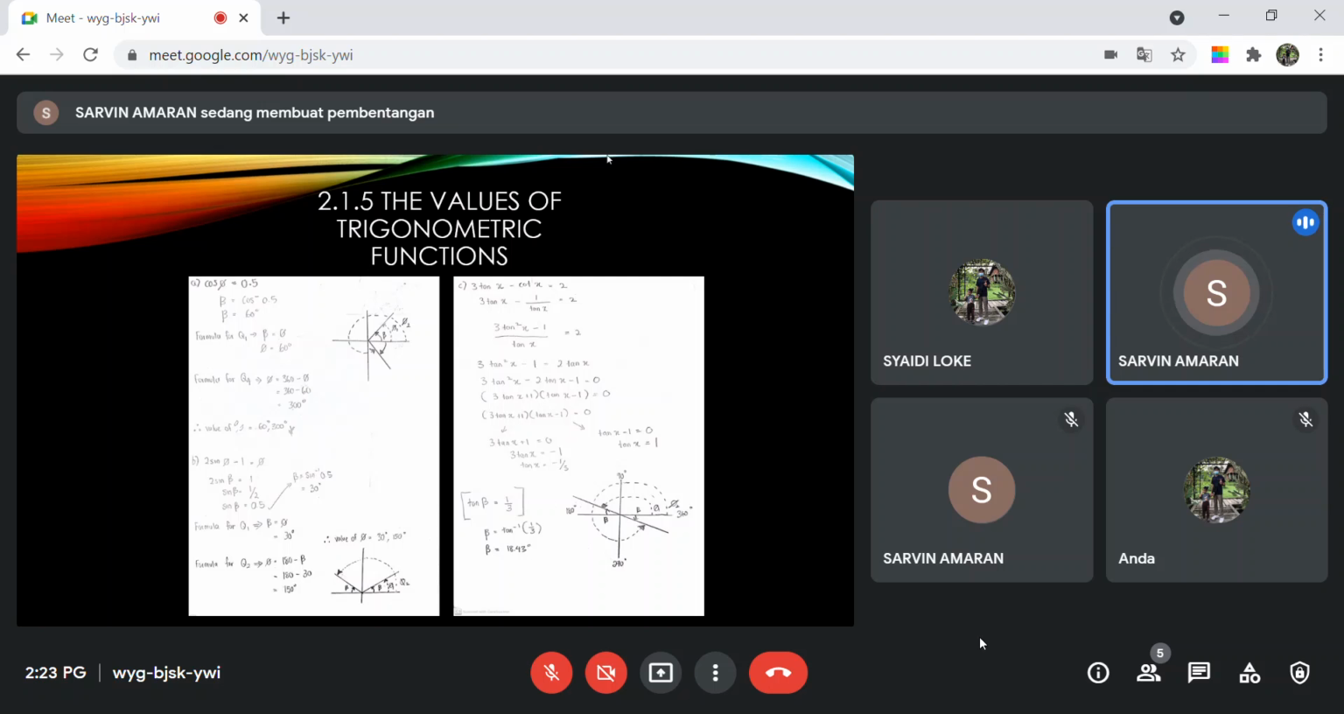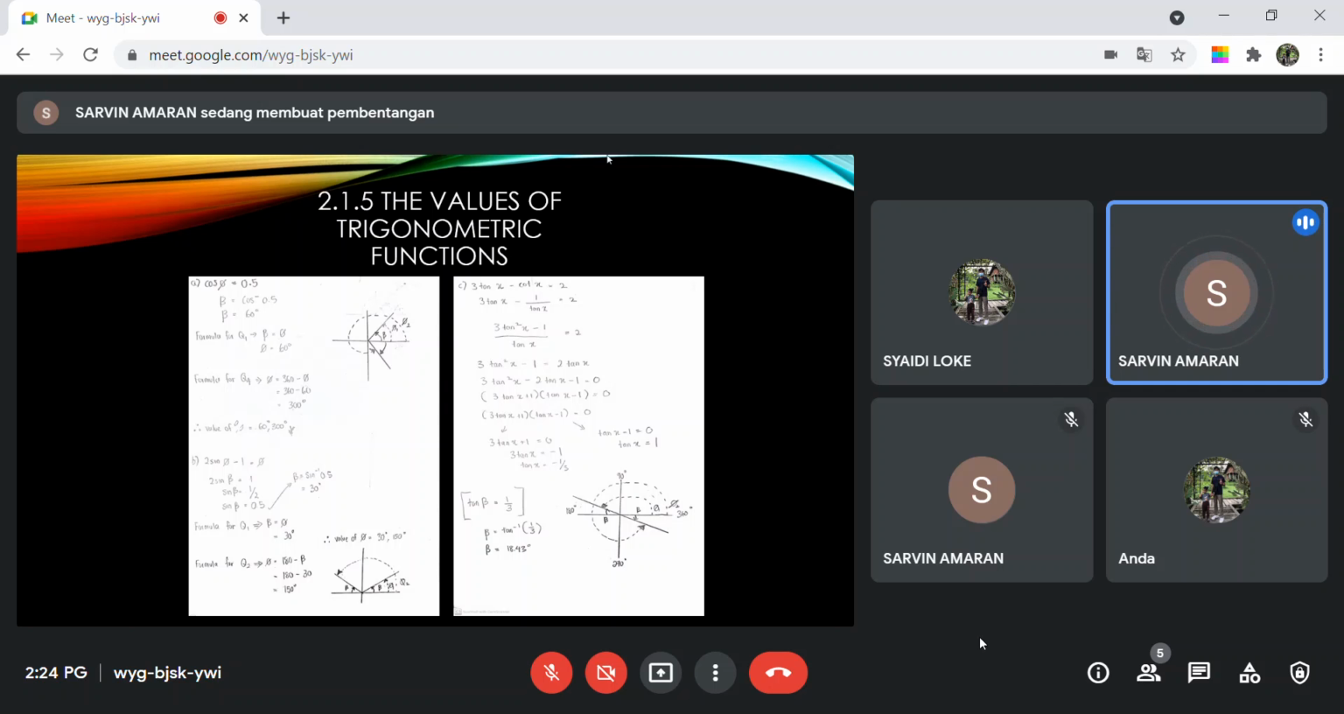As we've seen in 2.1.1, the basic formula, cot theta equals 1 over tan theta. So cot x is actually equal to 1 over tan x, and that is how it converted to 1 over tan x. So 3 tan x minus 1 over tan x equals 2, and then 3 tan squared x minus 1 over tan x equals 2.